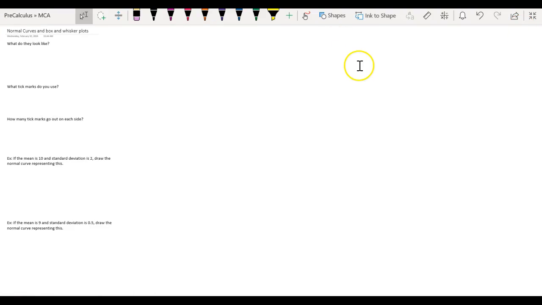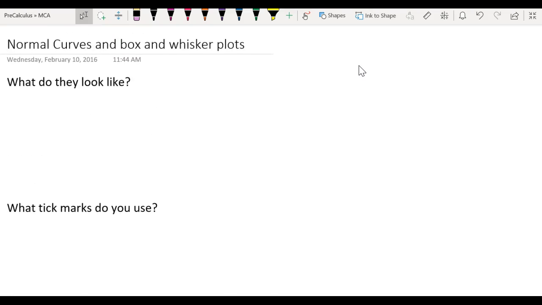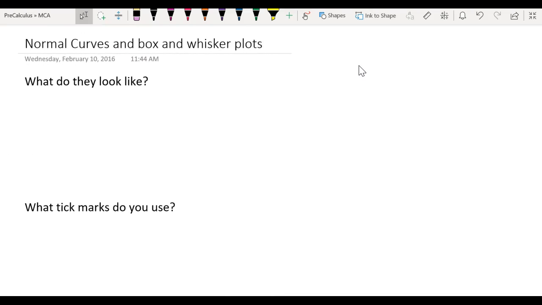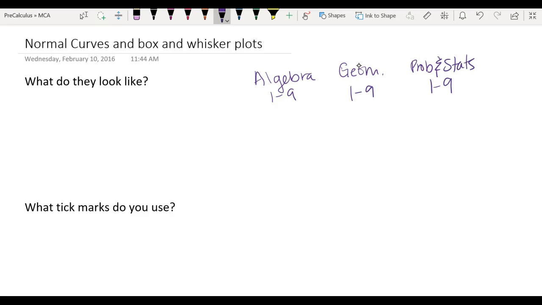So we're going to cover some basics of statistics for your MCA today, because what happens is they give you 3 scores, and then they take the average of the 3 scores to determine if you pass the MCA or not. So there's an algebra score that they give you 1 to 9 on. They give you a geometry score, again 1 to 9, and they give you a Prob and stats score. Each one counts equally. So we're going to go over some Prob and stats stuff to kind of help you boost that score a little bit.